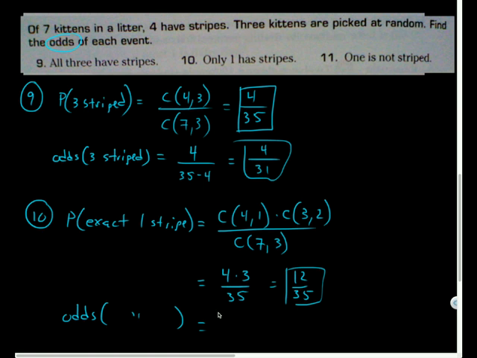I'd do 35 minus 12 to find the failures, right? Total minus success would give me failure. So that is 23. 12 over 23 is the odds of that situation.